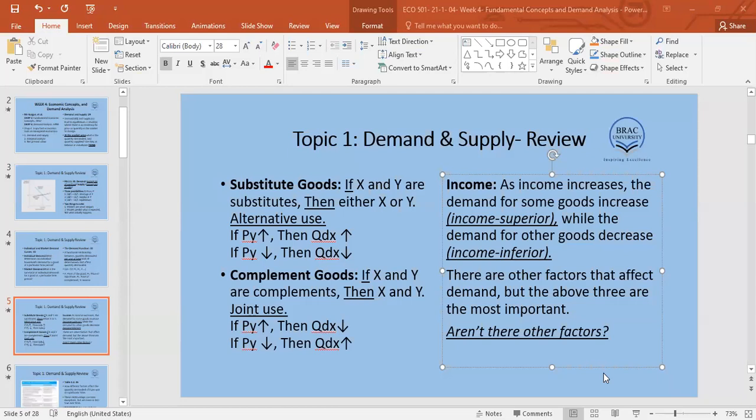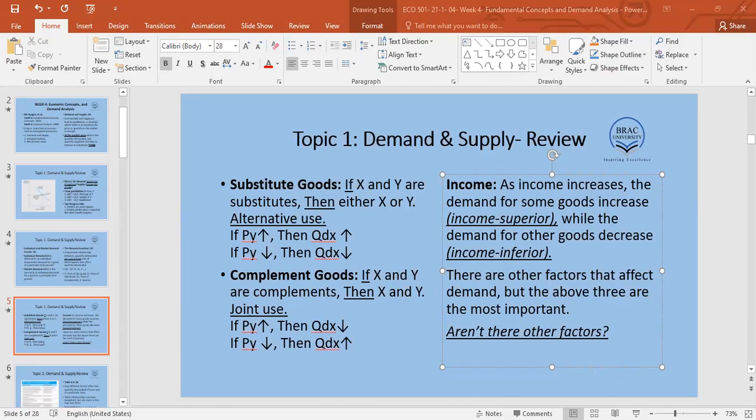The reverse can also be true. When your income falls, your demand for certain goods will increase. For example, if you have a private car and now you can't manage a private car, at a lower level of income your demand for public transport will increase. So this type of demand we are referring to as income superior and income inferior. The best way to remember is as our income increases, the demand for certain goods increases. We call them income superior or normal goods, and the demand for certain goods decreases. We call them inferior goods or income inferior goods.